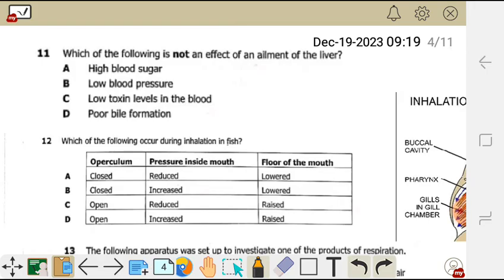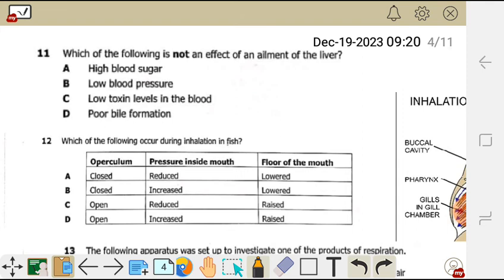Operculum is going to close here in A, and B, we have pressure inside the mouth, and we also have this column which shows flow of the mouth. Okay, so we have the operculum and pressure inside the mouth and flow of the mouth. So under these columns, what will happen during inhalation? That's the question. What happens to the operculum? What happens to the pressure inside the mouth? And what happens to the flow of the mouth?